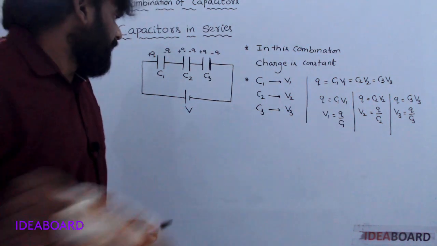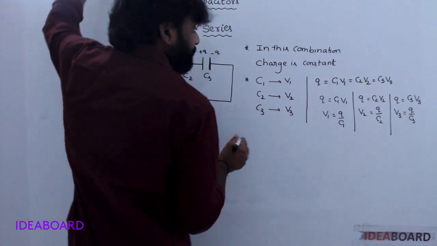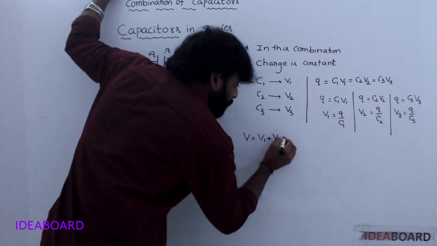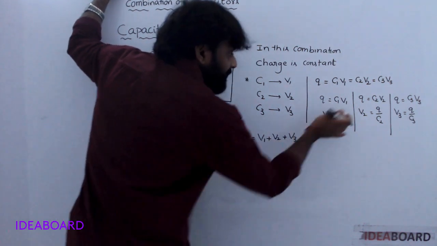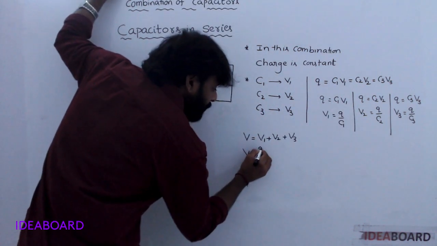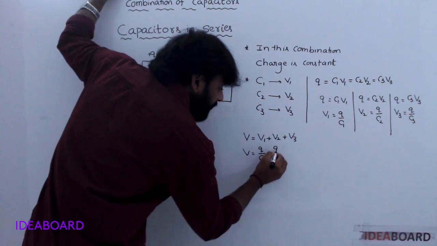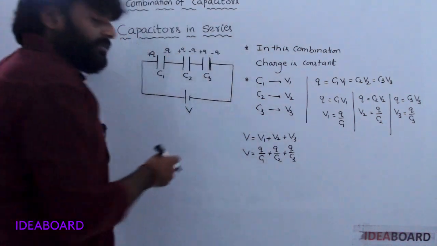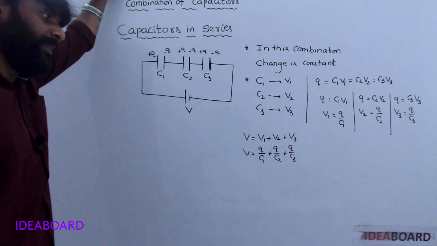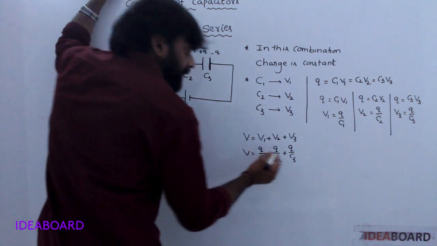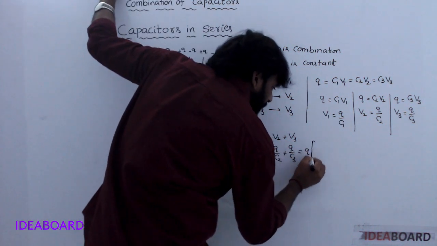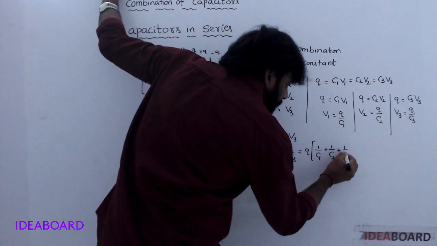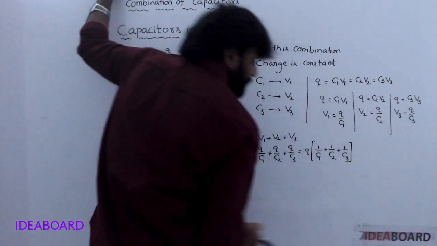Now, what is the total potential? The total potential V is equal to V1 plus V2 plus V3. So V is equal to Q by C1 plus Q by C2 plus Q by C3. Now Q is common: V is equal to Q into 1 by C1 plus 1 by C2 plus 1 by C3.